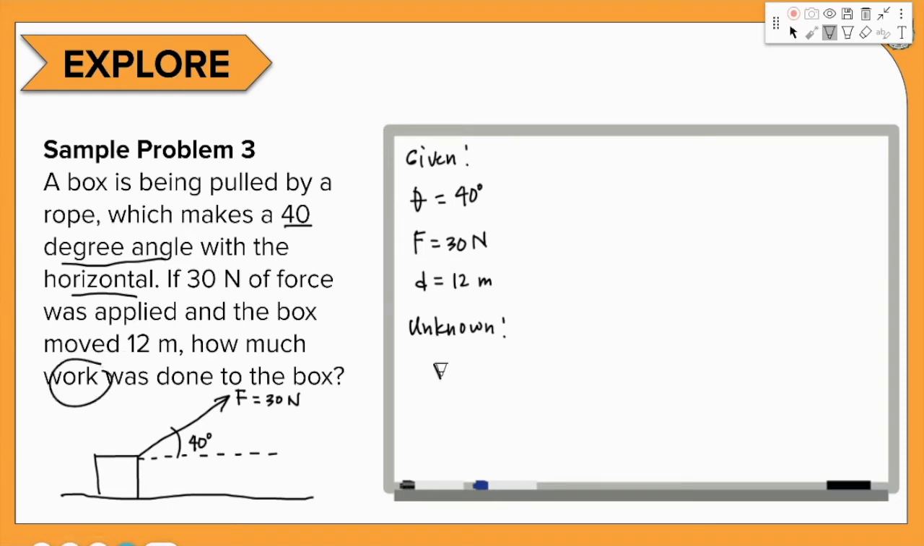So work is the one that's missing. Okay, so let's solve. Again, recalling the formula. The formula for work is just force times distance, right? Or displacement. But there's an angle. So instead, we will use the formula F cosine theta times the displacement.